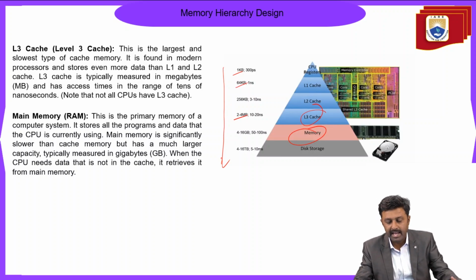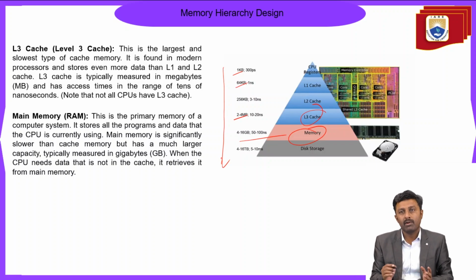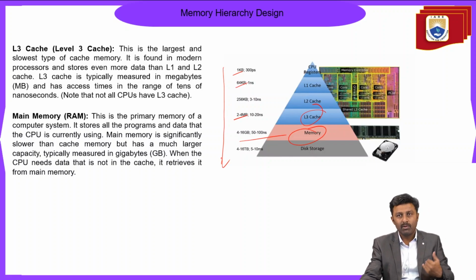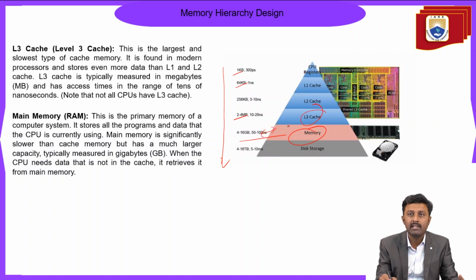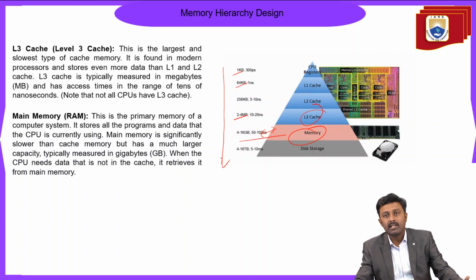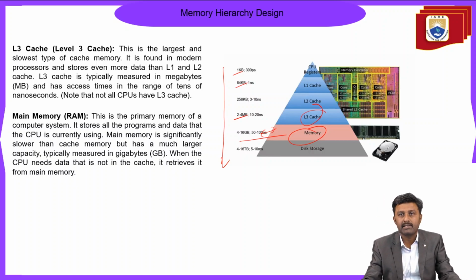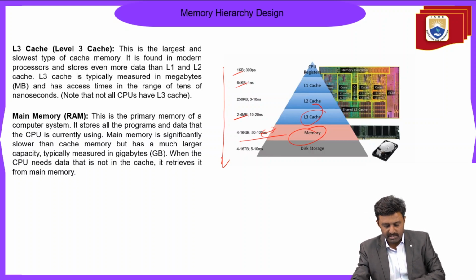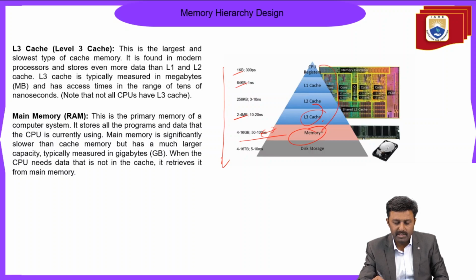After the cache memories, it comes to the main memory. That is the primary memory of the computer system. It stores all the programs and the data that the CPU is currently using. The main memory is significantly slower than the cache memory, and its size is typically measured in gigabytes. When the CPU needs data that is not in the cache, it takes the data from the main memory.